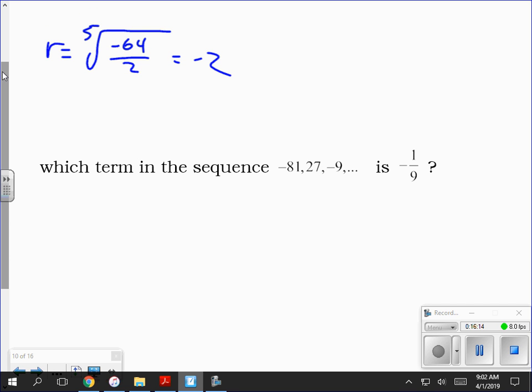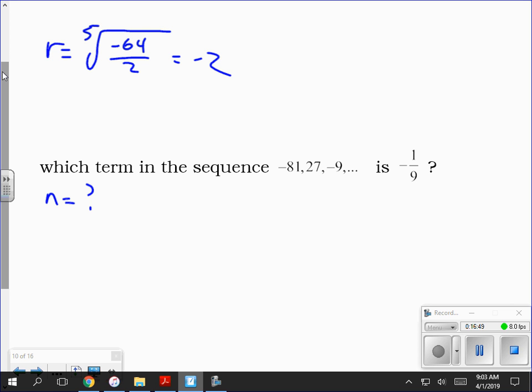This next one is a pain, to put it nicely. This is the hard problem of this section. Some are easy. This is the very hard problem of this section. Okay? So which term in the sequence is -1/9? So what we're looking for is n in this formula. That's what we're looking for.